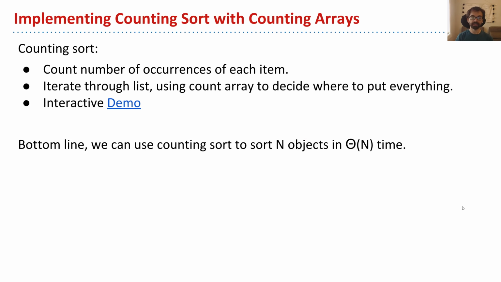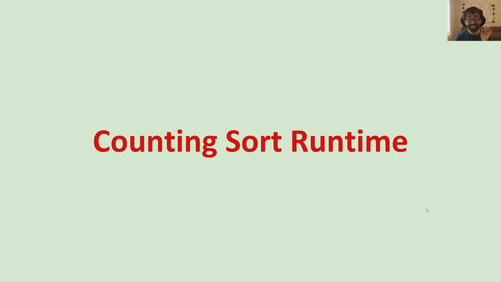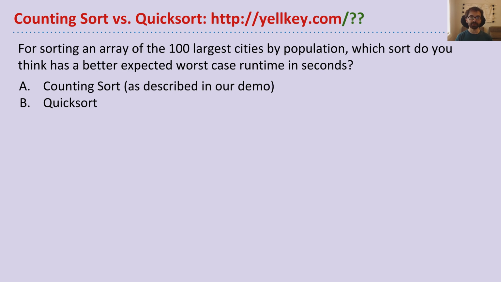So as we said in the previous video, counting sort allows us to sort n objects in theta n time, but let's think very carefully about the runtime. So the first thing I want to ask you is, let's say we want to sort an array of the 100 largest world cities by population. And you have two choices, quicksort and counting sort, as we just described it.